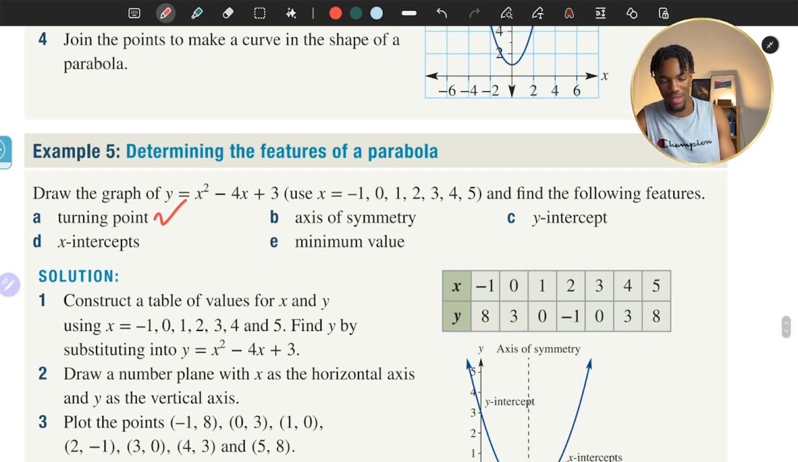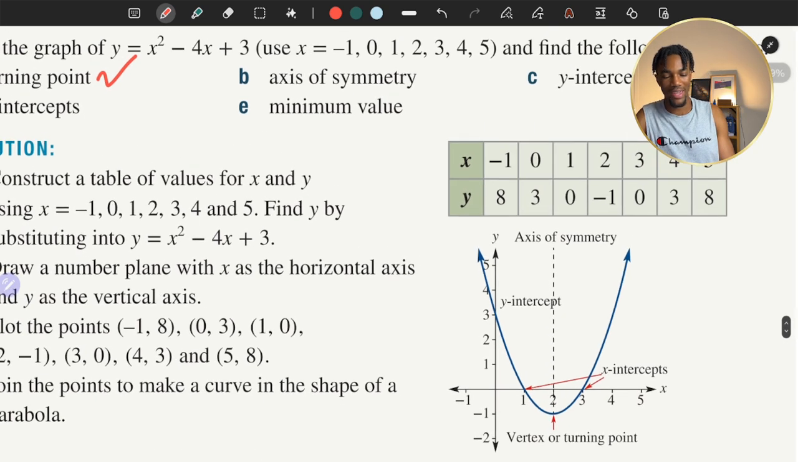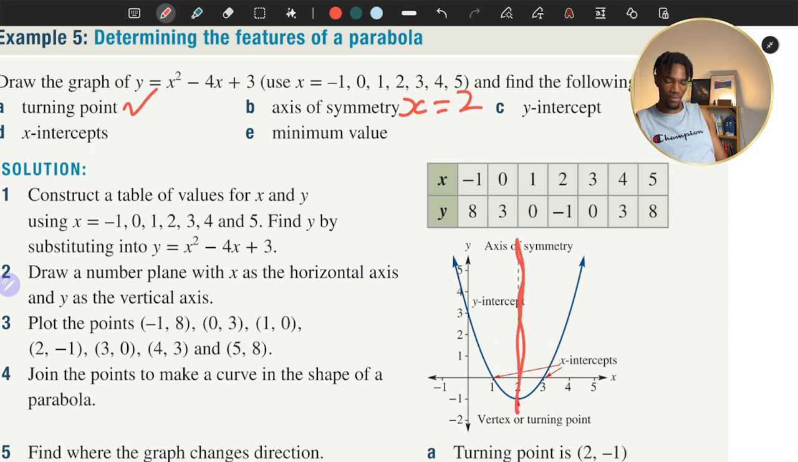Axis of symmetry. Again, common sense. For axis of symmetry, you're just going to put an x value in. So all you're going to say is axis of symmetry is x equals 2. No y, just x equals 2. This just means it is a line that goes through this x point.